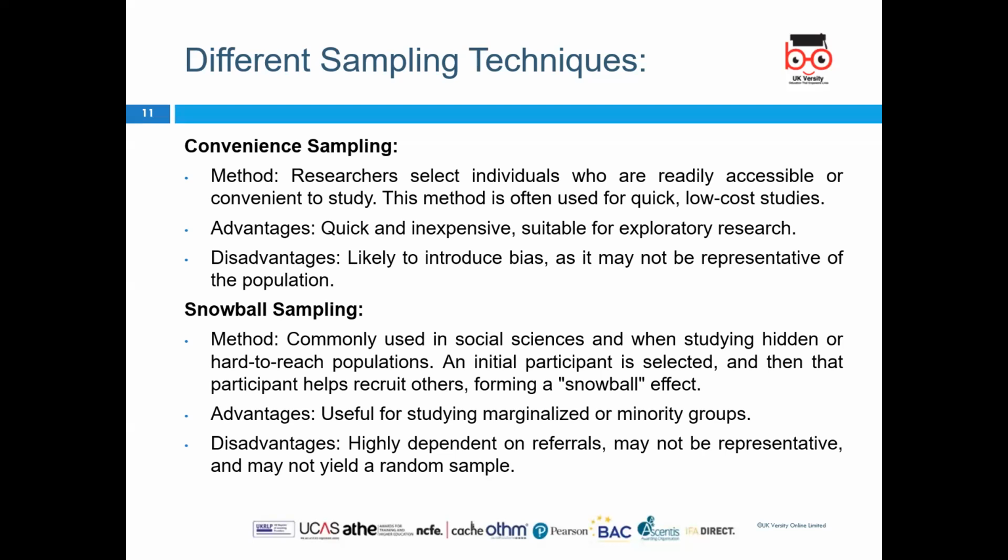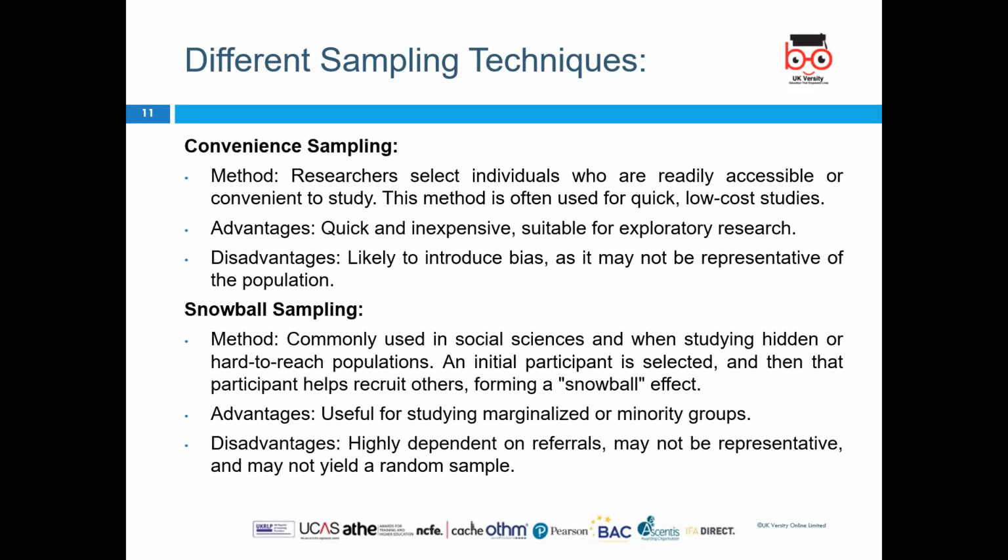The next we have is snowball sampling. Snowball sampling is used when studying hidden or hard to reach populations. For example, people who are living in very remote places. In this, an initial participant is selected, and that participant helps to recruit others, forming a snowball effect. Again, for example, if you find only one person who is living in a very remote locality, then that person will help you to get other people living in the same locality to be recruited in the sample. The advantage here is it is useful for studying marginalized or minority groups. That is the advantage of snowball sampling.